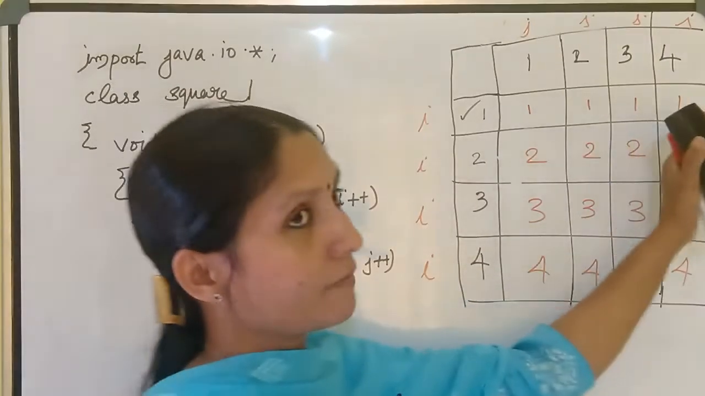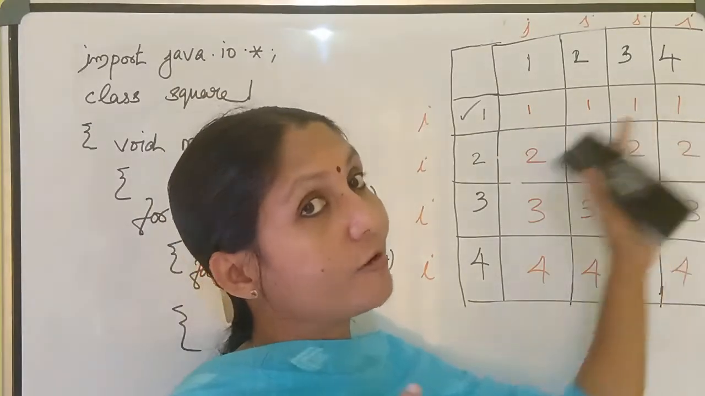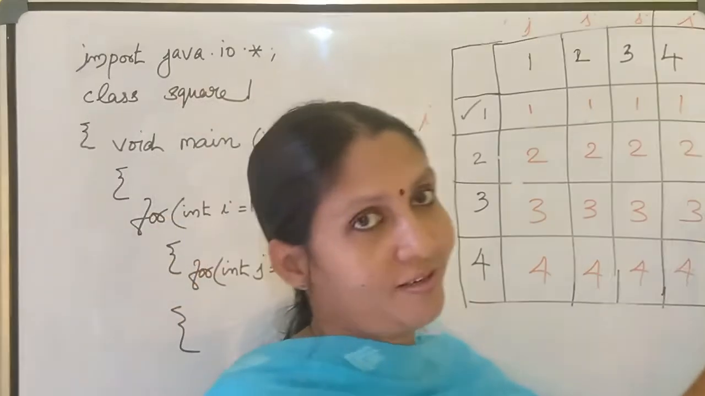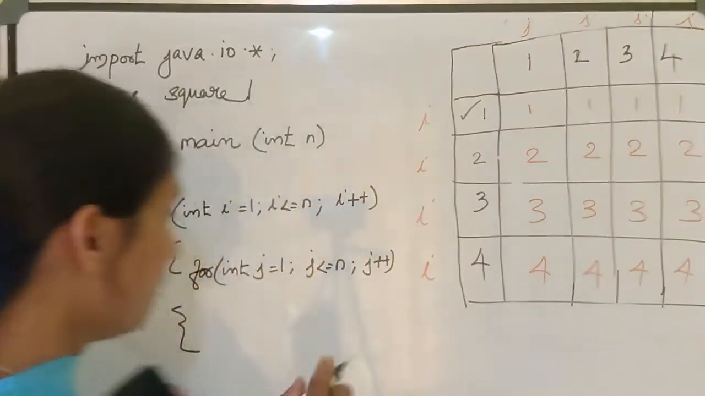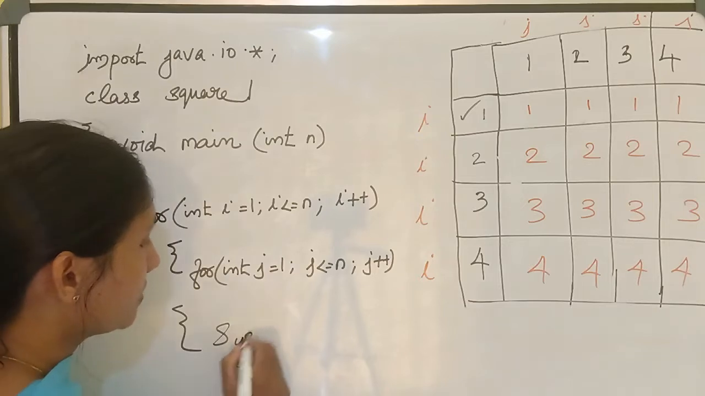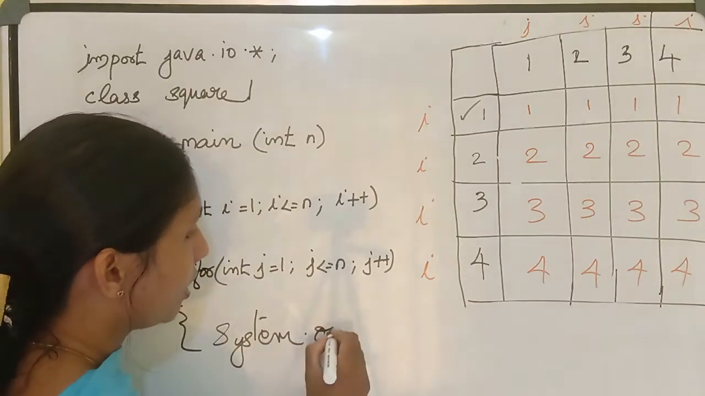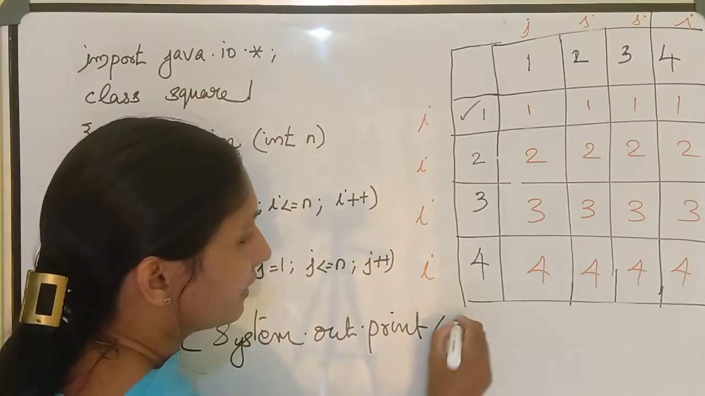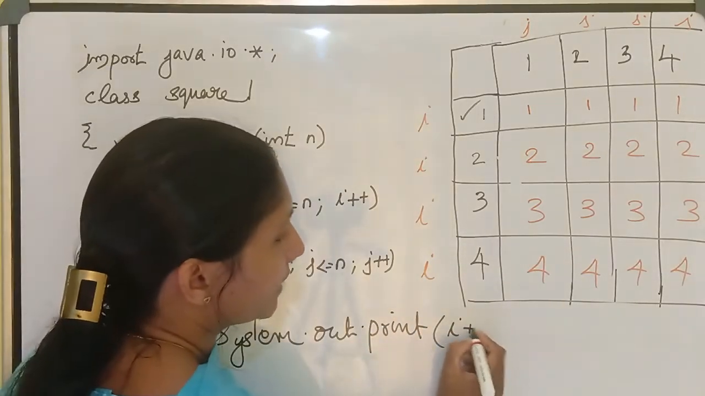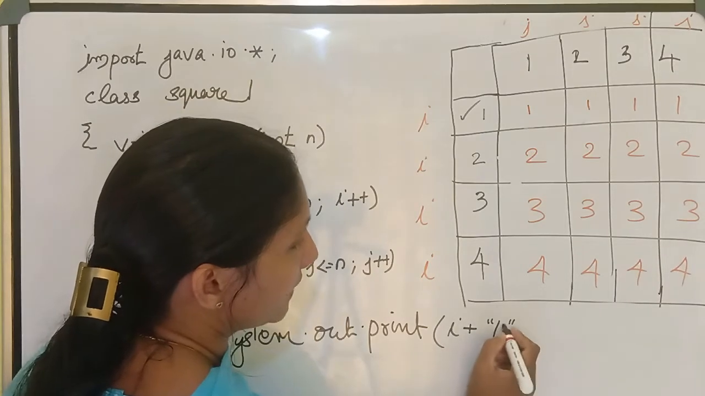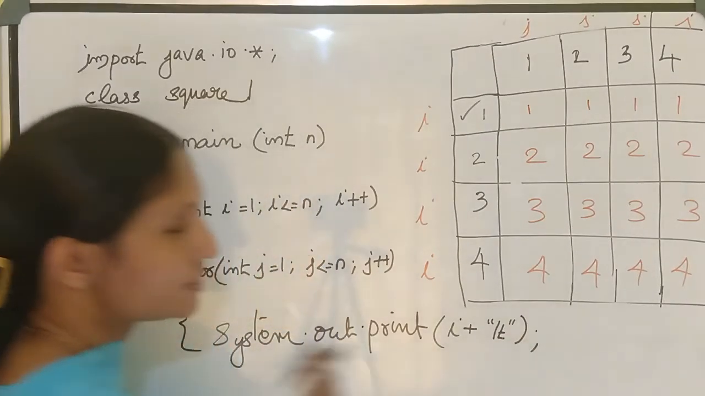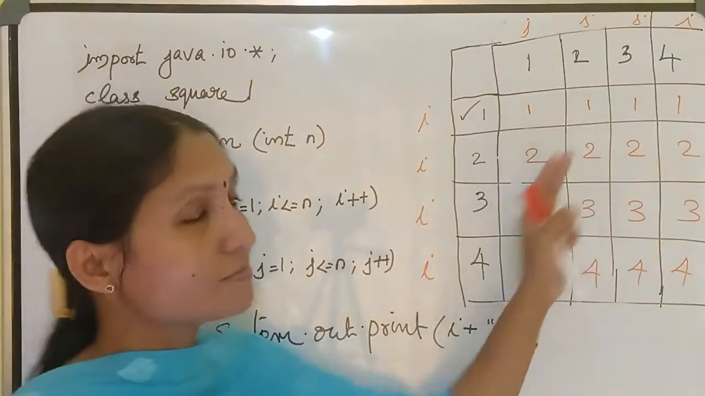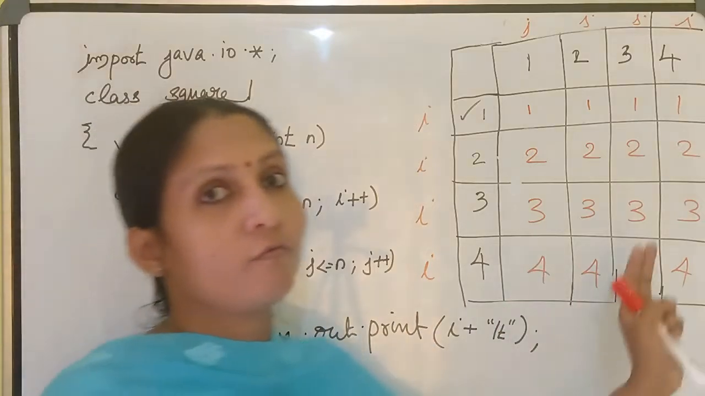In all columns, the value of i is equal to 1. But the value of j is different. We know 1, 2, 3, 4. But the i is the same. Then we can print which value? I think you all know. System.out.print. Just you give i. Then plus with a space. To get a space, you can give slash t. If we give i, which value will we get here? For all columns, we will get 1, 1, 1, 1.